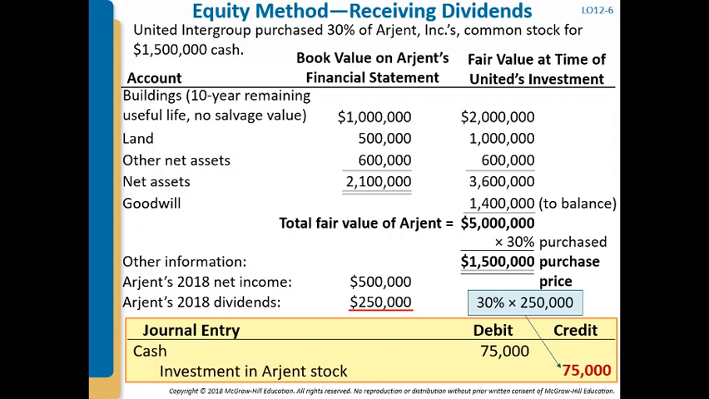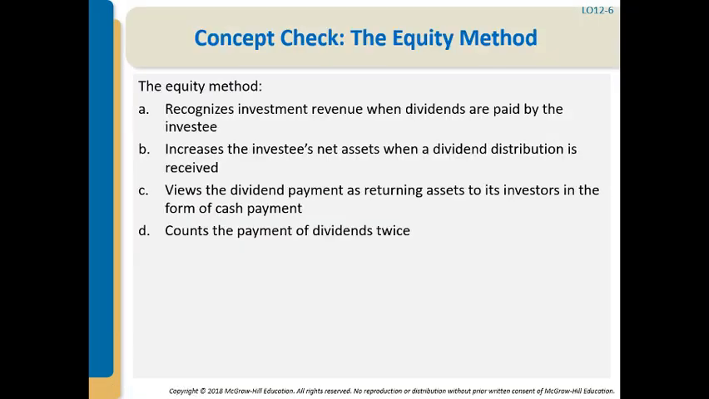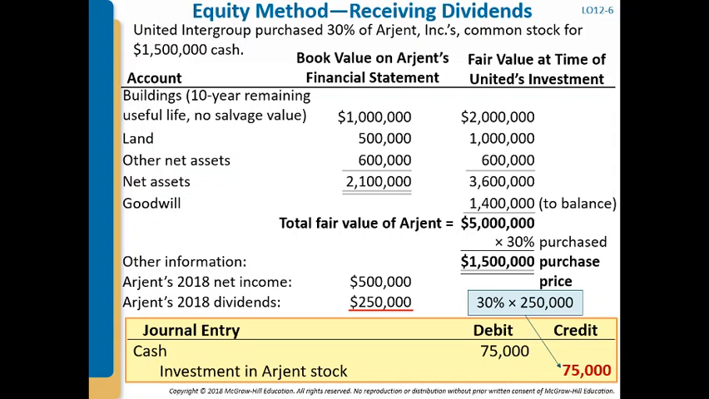Not a recognition of revenue like we saw before. Now, if you have depreciable assets that are in excess of fair value at the time of this investment by United, you've got to amortize those, and we'll look at that here in a second, but let's do another concept check.